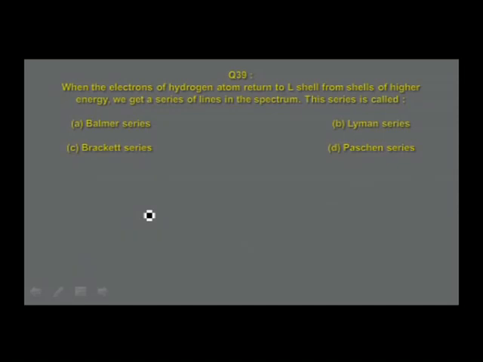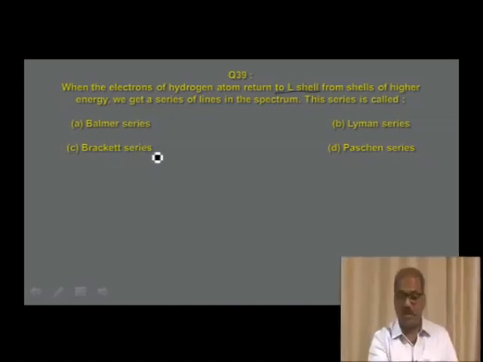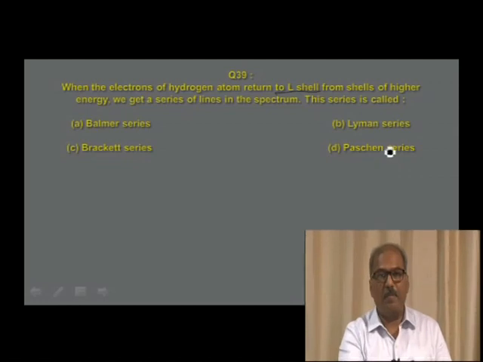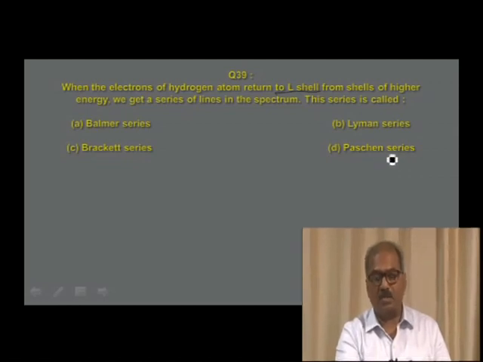When the electrons of hydrogen atom return to L shell from shells of higher energy, understand this, L shell, we get a series of lines in the spectrum. The series is called option A Balmer series, option B Lyman series, option C Paschen series, or option D Brackett series. Which is the correct answer?